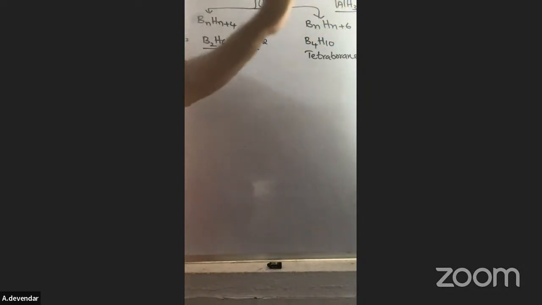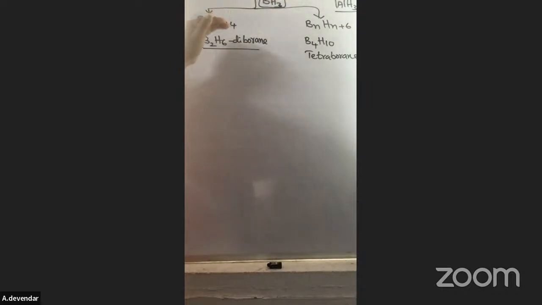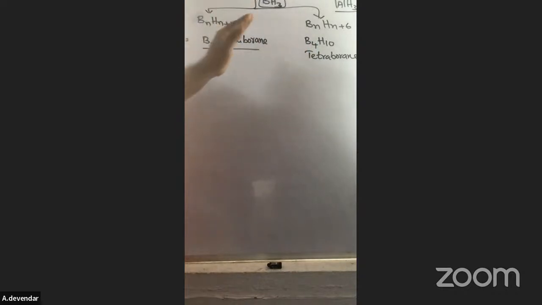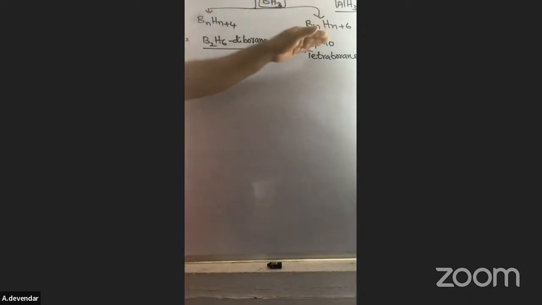But in the examination, they ask what the hydrides are. There are two types of boron hydrides: BnHn+4 and BnHn+6. Both are there, but among them BnHn+4 diborane is the most stable compared to the other boranes. These are the stable hydrides. Okay. Next, coming to the oxides.